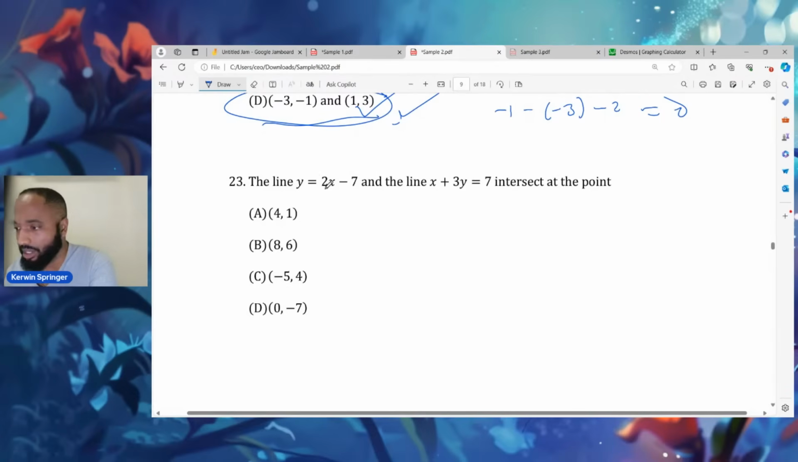The line Y is equal to this, and the line that intersects at the point. So once again, just double check and see which one works.